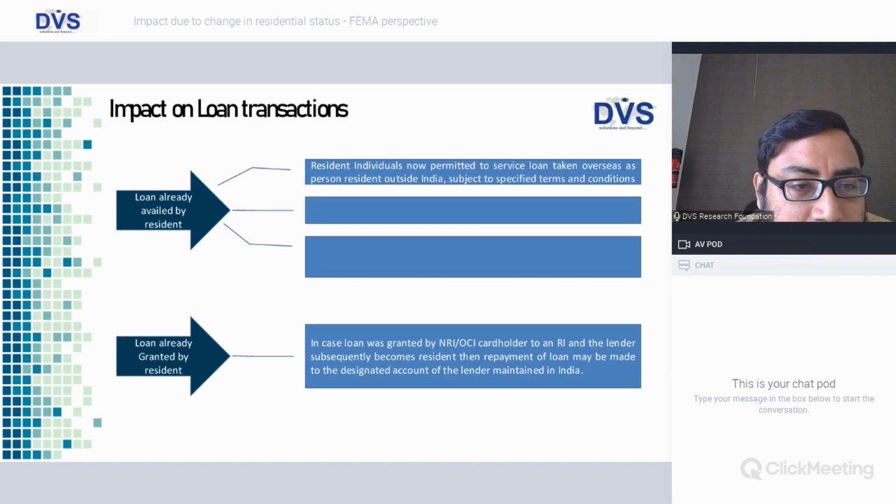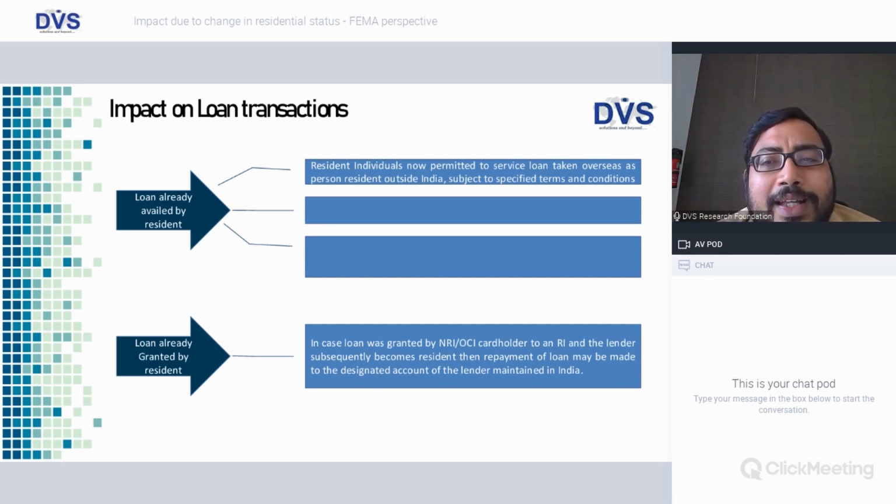And then in case of a loan granted by the non-resident, if you have already sanctioned a loan to a resident individual at the time of being a non-resident, and then he becomes a resident, the repayment of the loan may be made to the designated account of the lender maintained in India. So once he becomes a resident, whatever loan he has given when he was a non-resident, he can receive the installments for that in his resident account itself. There are no restrictions on that part.